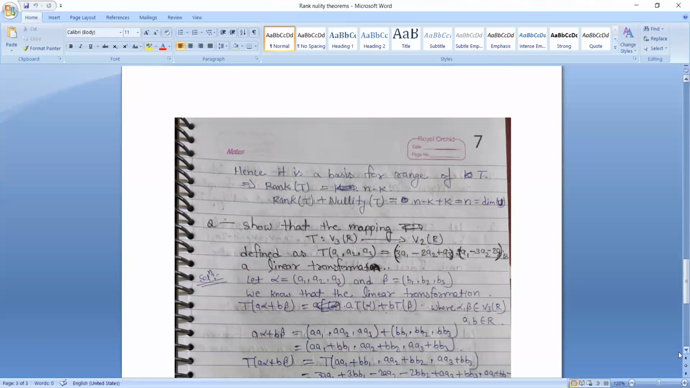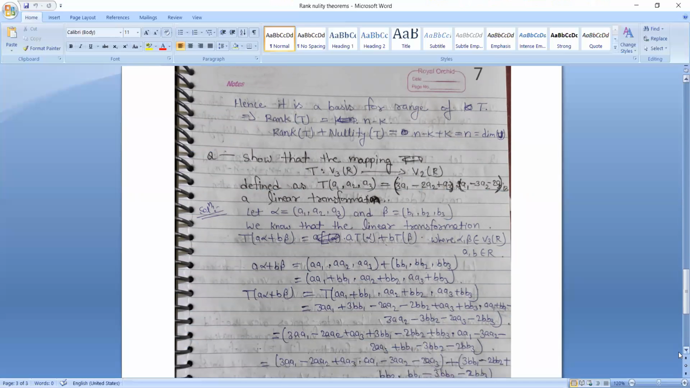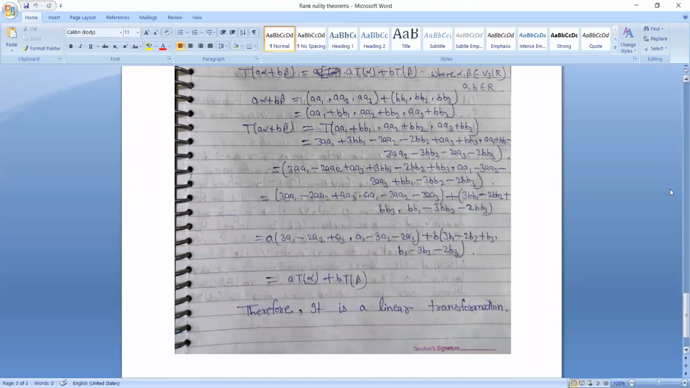Rank of T is equal to n minus k. That implies rank of T plus nullity of T is equal to n minus k plus k is equal to n. This is the dimension of U.